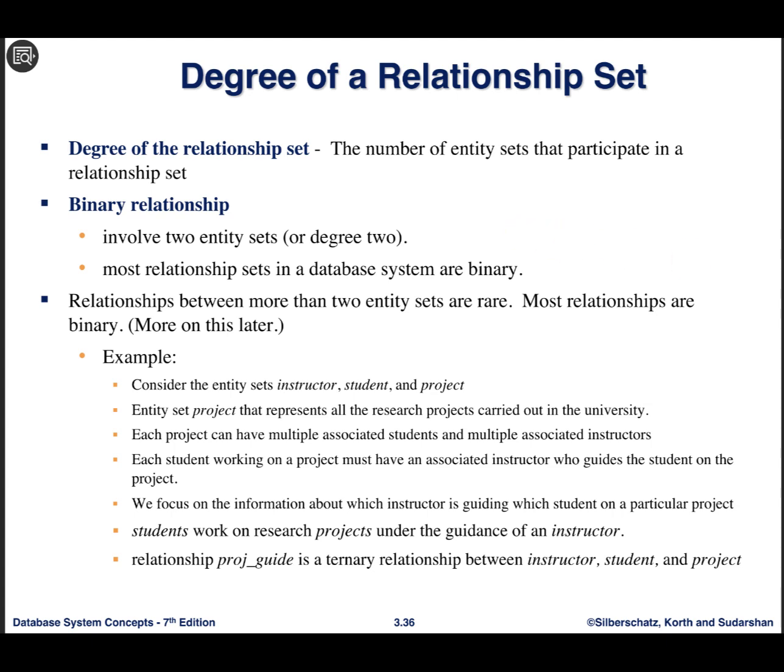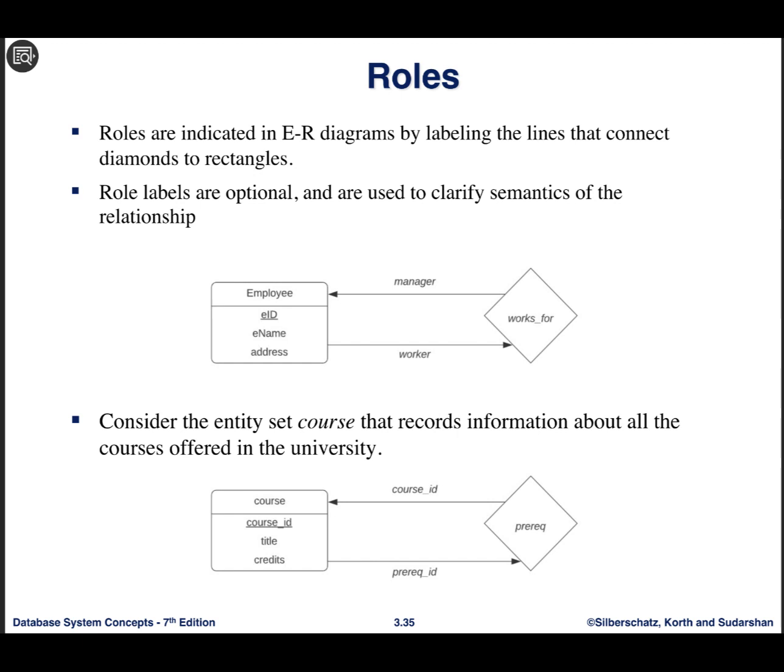In this case, between the employee, how many entity sets participate in this relationship set? It's only one entity set. So we call this one a unary relationship. Okay?